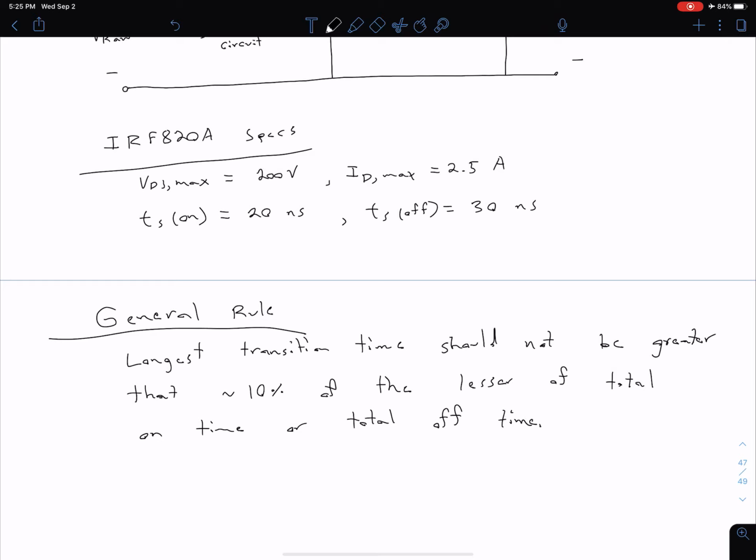What this essentially means is that we don't want the actual switching up and down to be instantaneous. We're going to take some time to get to this state, and then some time to come down from this state. So we want these transition times, let me just draw a long line, to be an insignificant portion of that. As a rule of thumb, we want to keep that less than 10% of the smaller of our on time, which would be up here, or our off time, which would be down here.